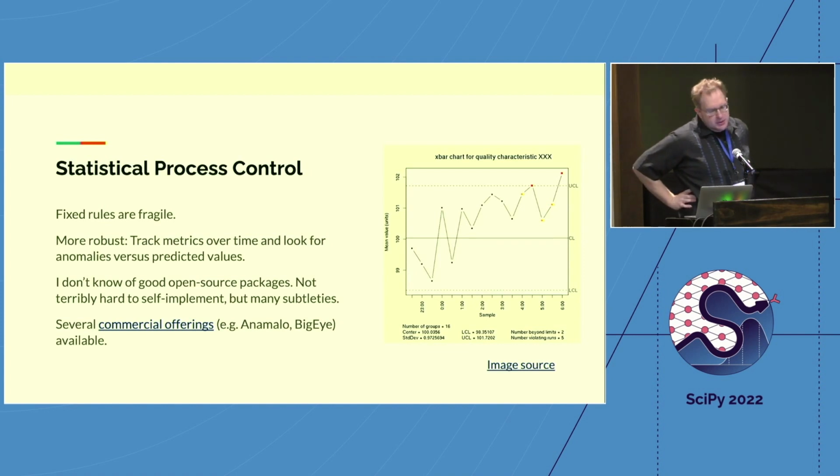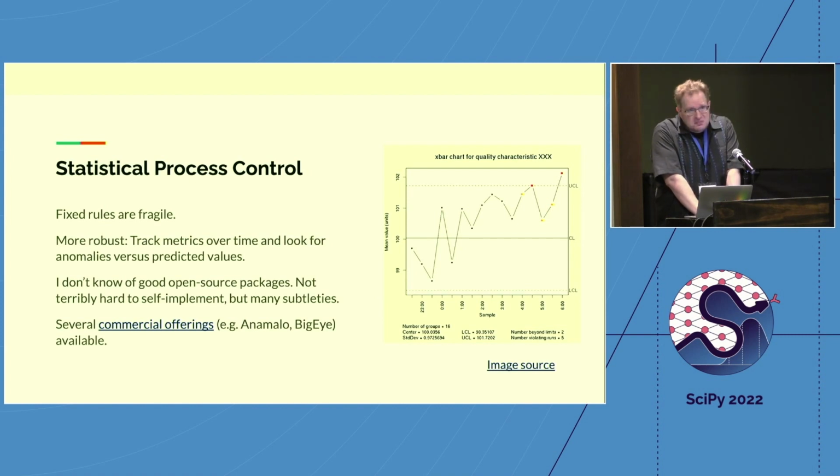A more robust approach is basically to look at your metrics over time and try and create some statistical distribution of what you would expect the values to be, and then see, are you outside of that statistical distribution or not? Sadly, I'm not aware of any good open source packages for this.